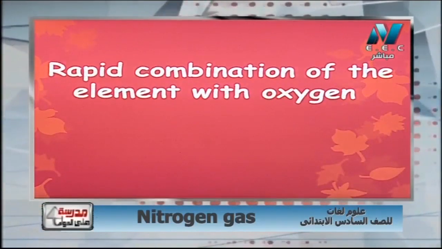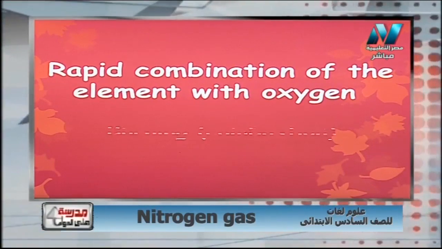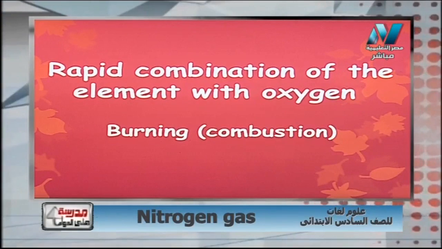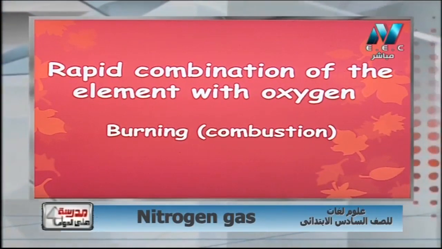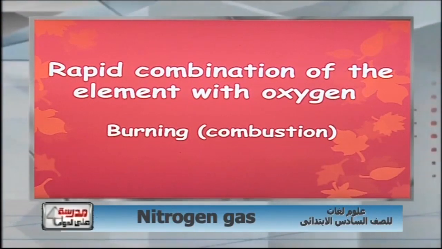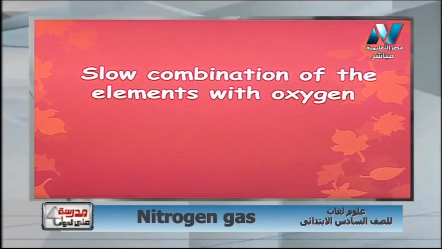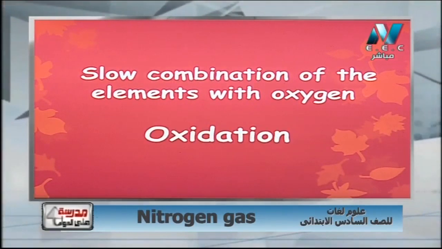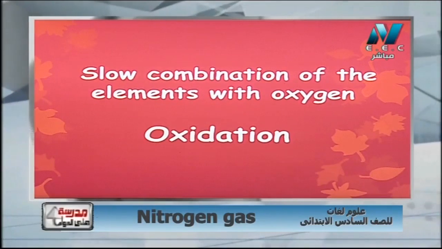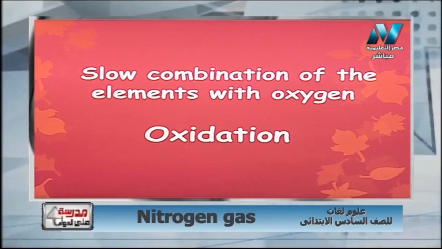Rapid combination of the element with oxygen. Sure, it will be burning or combustion process. اتحاد سريع للعنصر مع الأكسجين هو الاحتراق. لكن في اتحاد بطيء slow combination of the element with oxygen. طبعا ده عارفين هو oxidation such as rusting الأكسدة أو الصدى. Again, slow combination of the element with oxygen, it will be oxidation process.